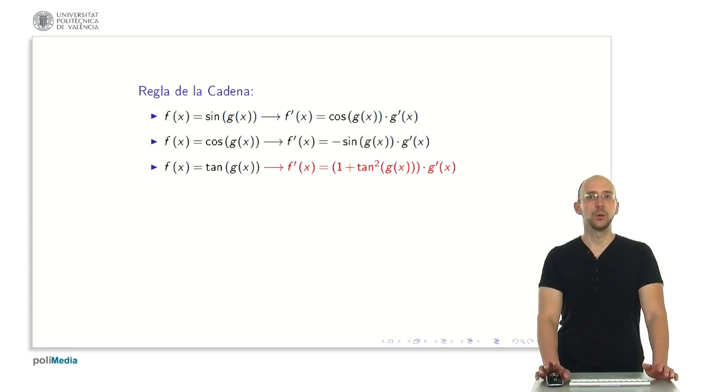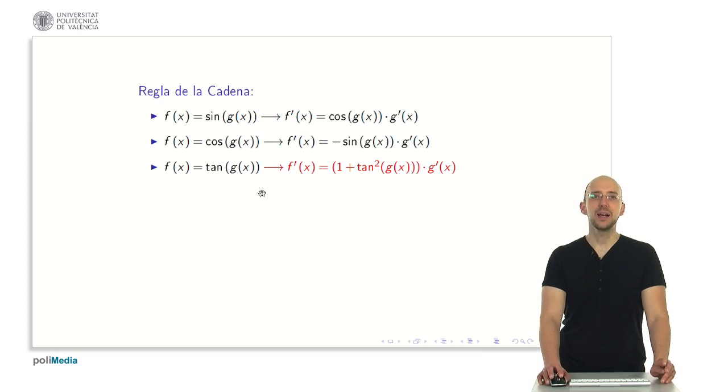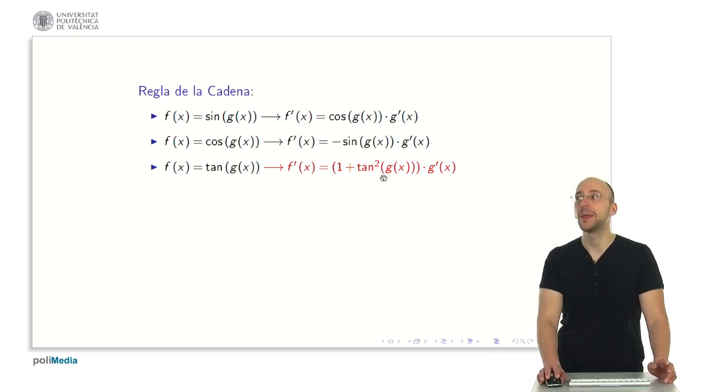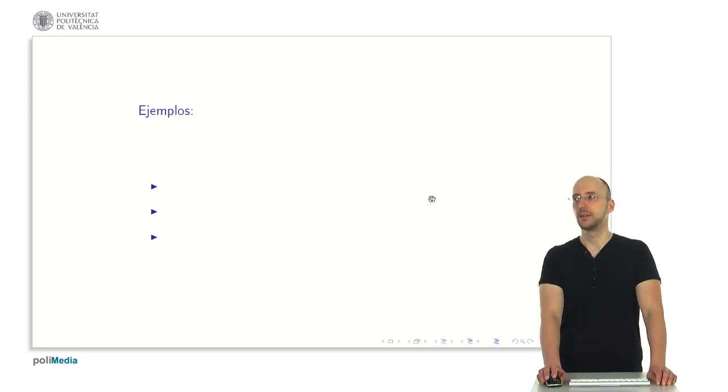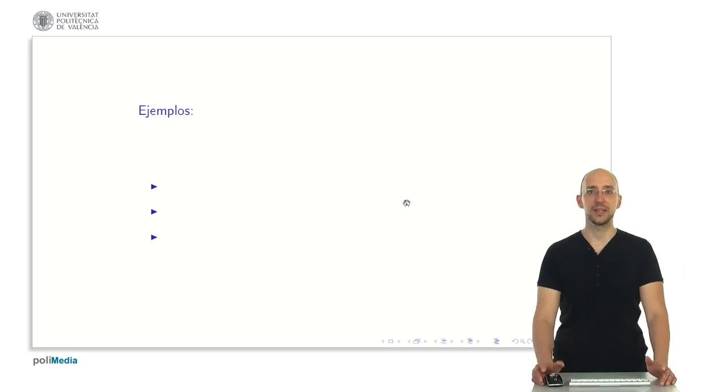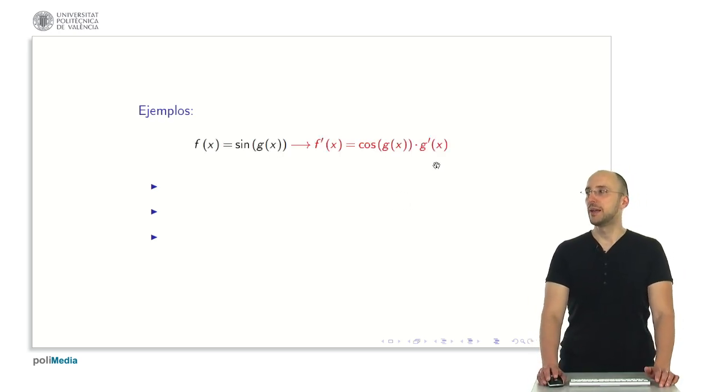One could be 1 over the cosine squared of, in this case, g of x, and the other would be 1 plus the tangent squared of that expression, of g of x. In this case, I use the second one, 1 plus the tangent squared of g of x multiplied by g prime of x. Let's examine examples of these three functions. I'll provide the formula here so that you can see the pattern of how they are applied. Let's see it using specific functions.